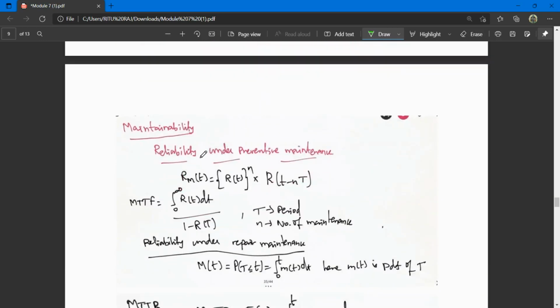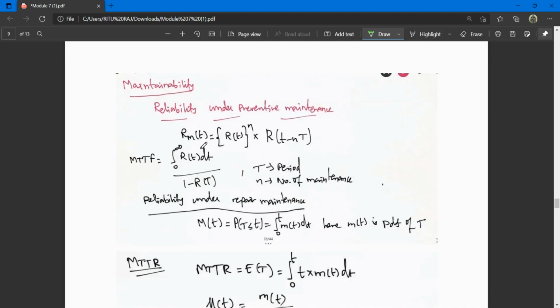Now, maintainability. So, reliability under preventive maintenance. RM(t), reliability under preventive maintenance, is given by R(t) to the power n into R(t minus n into capital T). This is similar to what we did with the hazard function and density function f(t), then finding the reliability.